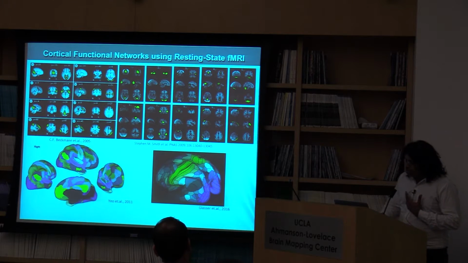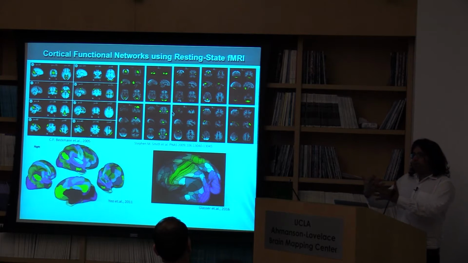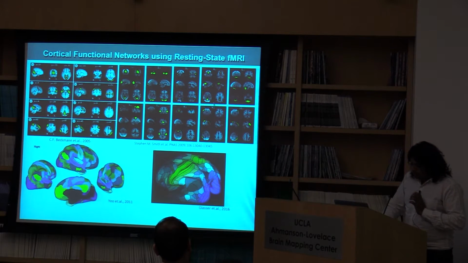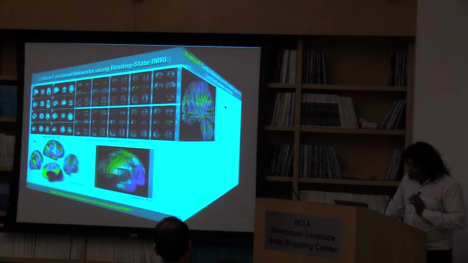So one of the parcellations which really interested me is by Stephen Smith, because that has a lot of behavioral and functional relevance, because they looked at the data with large behavioral studies. So we took these 10 cortical functional networks and we asked 2 questions.